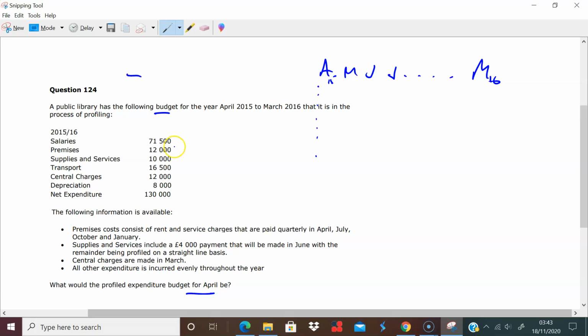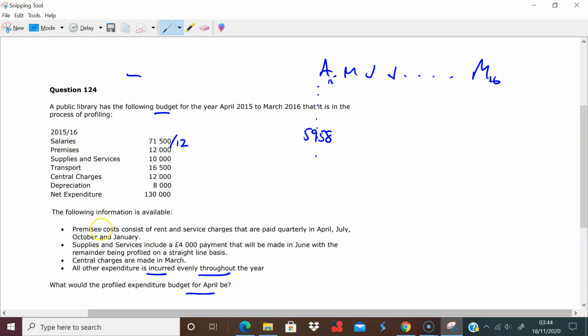Salaries of 71,500. So if you look here, you see no information on salaries per se, but you can see it says that all other expenditures are incurred evenly throughout the year. So it means that this 71,500 must be spread over a 12-month period. So I'll just do that very quickly. So 71,500 divided by 12, which is 5958. So you have 5958. That's the first thing.